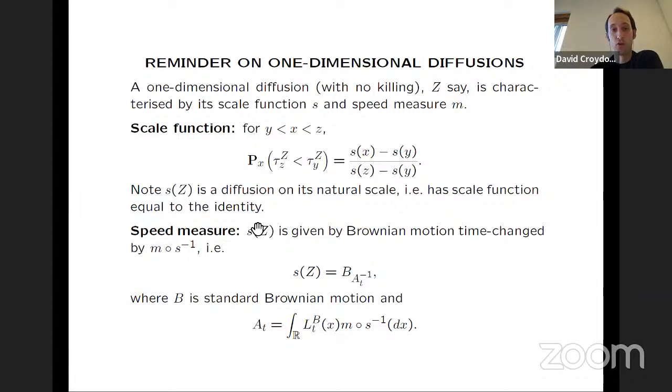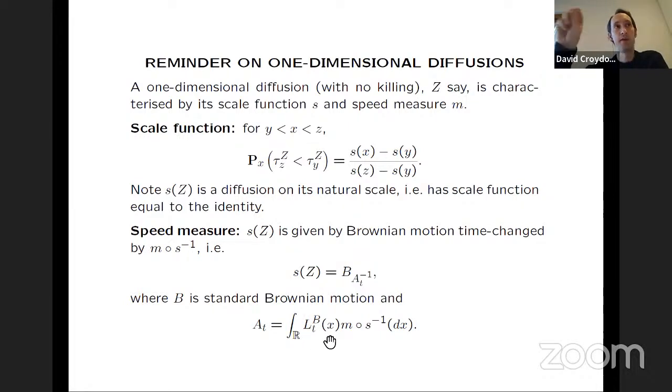So let's just think about things on the natural scale, just for simplicity for the moment. What we do is we have a clock process here. This is integrating the local times, or the occupation density of Brownian motion, against the speed measure. In particular, if m is large in some region, then this is going to contribute a lot to this clock process when the Brownian motion is visiting that region, and if m is small, it's going to contribute less. Roughly speaking, what this represents is the time that the time change process has spent up to time t of the Brownian motion.